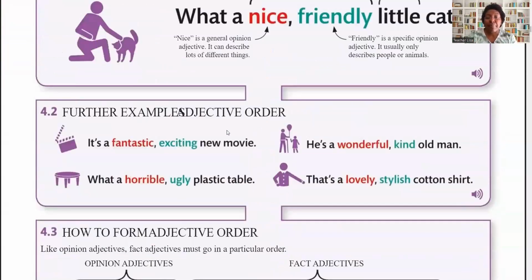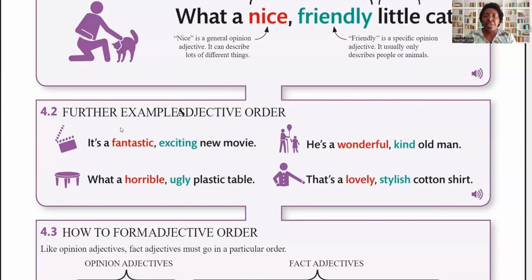We'll have some further examples here. Remember, we have opinion adjectives first, but we put the general opinion first, then the more specific opinion after that, and then any other facts. So this is correct to say, it's a fantastic, very general, exciting, very specific new movie. What a horrible, general, ugly, very specific, plastic table. He's a wonderful, very general, kind, very specific, old man. That's a lovely, stylish cotton shirt.